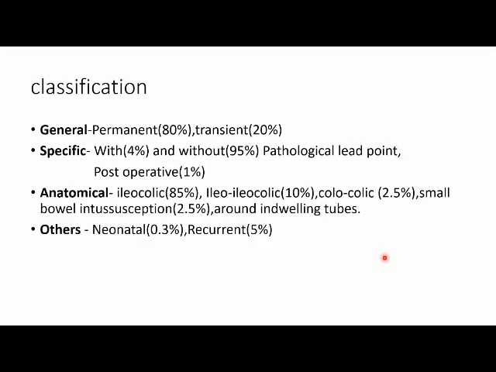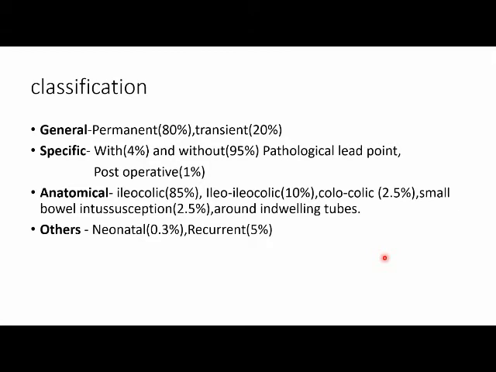Another classification is based on the specific etiology, whether there is a pathological lead point or not. So mostly 95% of the cases won't have a pathological lead point, but 4% of them can have a pathological lead point, like a duplication, Meckel's diverticulum, or a polyp. And 1% of the cases are postoperative, which happens in the postoperative period and presents as a small bowel obstruction following a laparotomy.